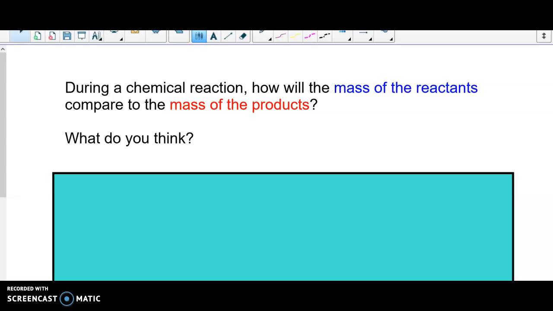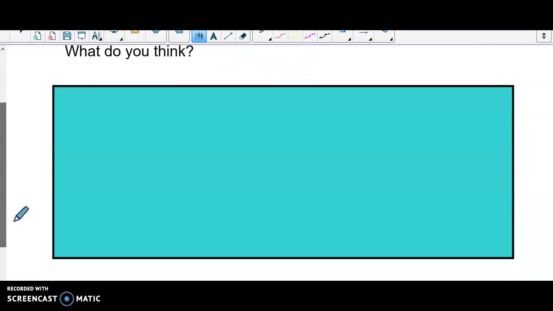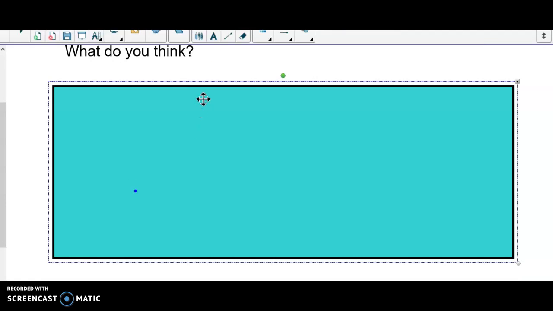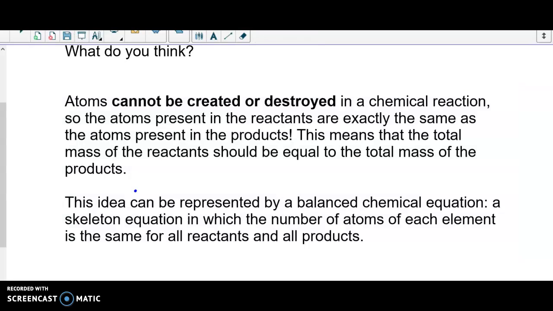How would they compare? I want you to imagine you're taking into account every single atom from every single one of the reactants, and then you're taking into account every single atom from every single one of the products, and you're comparing them. When you compare all of the atoms you start with to all of the atoms that you end up with, you should have the same mass before and after.